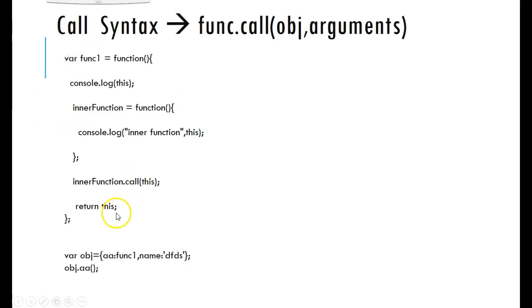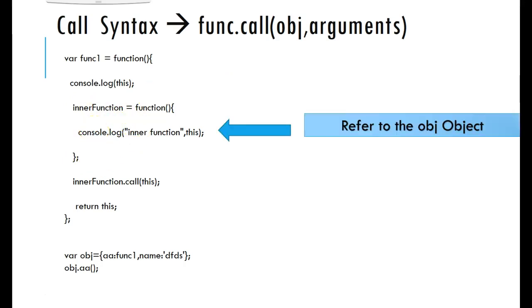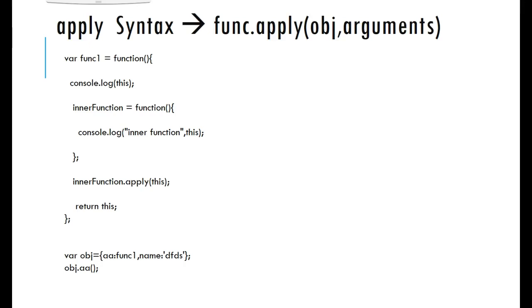You can use call, that is you can call it as inner function dot call this. What I am saying is, call the inner function in this context. So this will correspond to this func1 context, that is the obj context. So in this way we can make this point to the obj object. This is one way. The second way is to do apply.